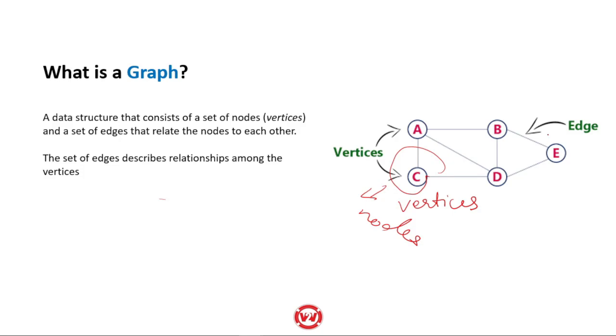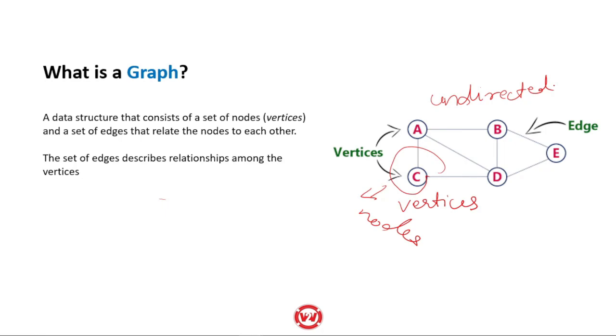Now, an edge can be of two different types. One can be an undirected edge where you do not have any direction, like these ones. These ones which we can see are undirected edges, whereas a few edges we can have are directed. That means there is a direction, let's say from A to B or B to E respectively.